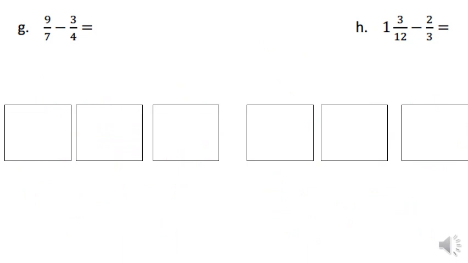We're doing 9/7, so I know this is going to be 7/7, and over here we're going to have 2/7 because 7/7 and 2/7 equals 9/7. 2 3/4. We're going to be subtracting that.